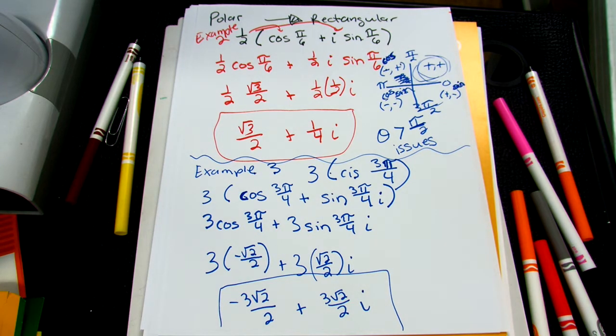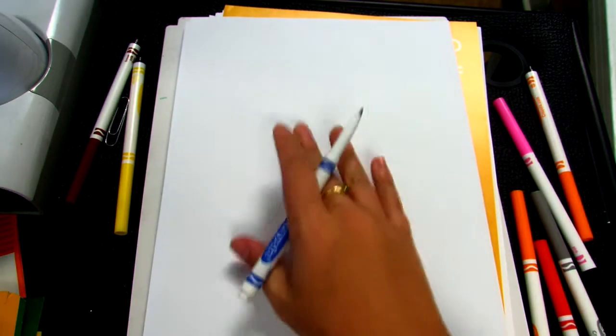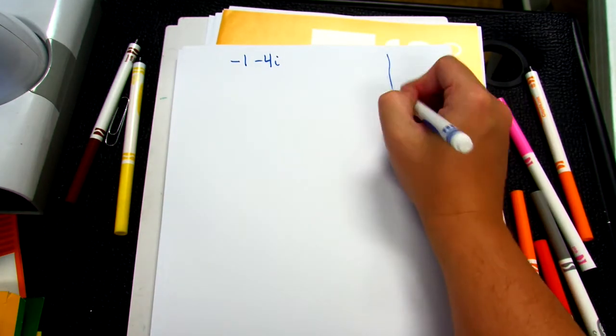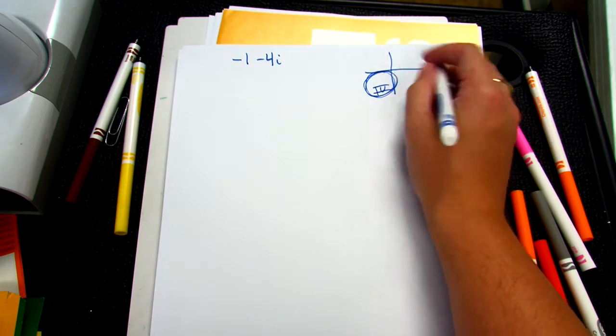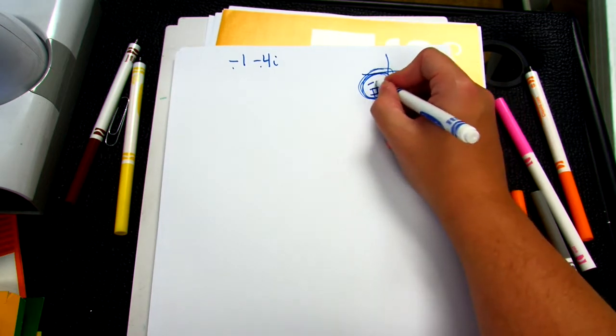All right, let's talk about going the other way and having to watch out for signs, right? Like what quadrant you're in. For example, if we have negative 1 minus 4i, and we want to be in polar form, well, that's going to be in quadrant 3, because it's negative and negative. So if you're in quadrant 3, that means that your sine is negative and your cosine is negative. So when we get our final answer, we need to make sure that everything is negative, okay?